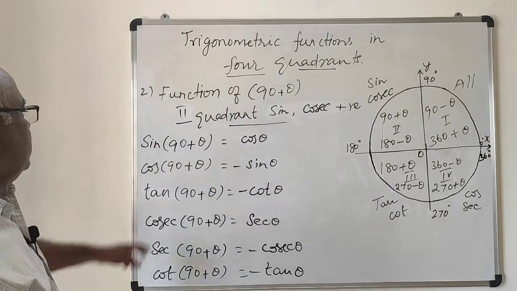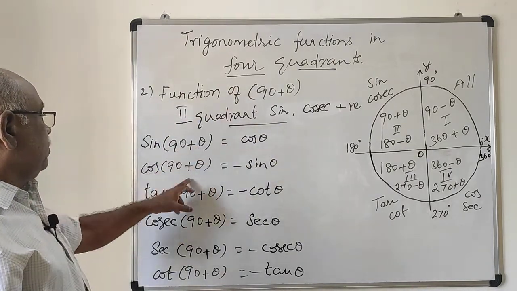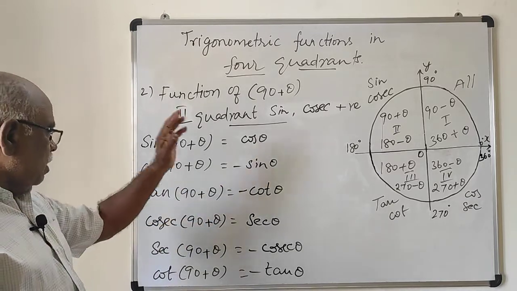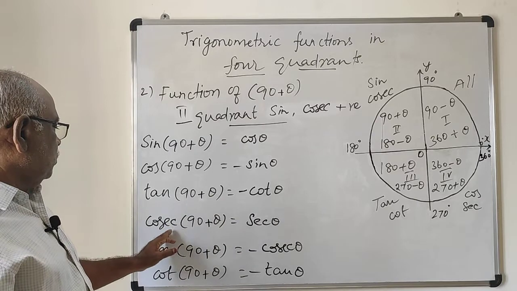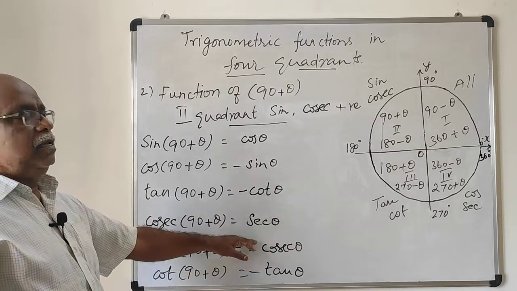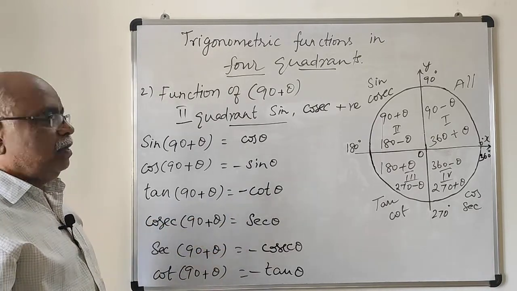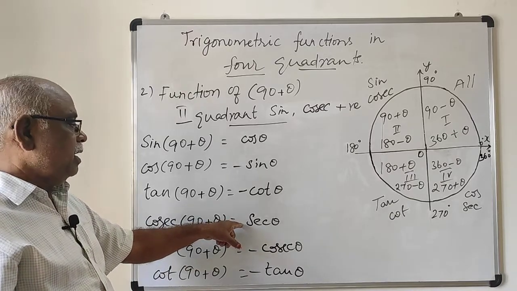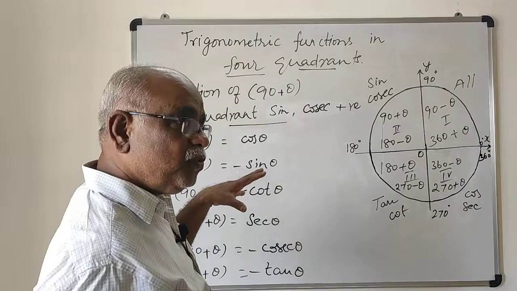Values of 90 plus theta: sin 90 plus theta is cos theta, cos 90 plus theta is minus sin theta, tan 90 plus theta is minus cot theta, cosecant 90 plus theta: cosecant positive, therefore secant theta. Answer is positive. You are not supposed to see secant negative, therefore you have to put the minus sign here. Like that, you don't take it as a confusion.